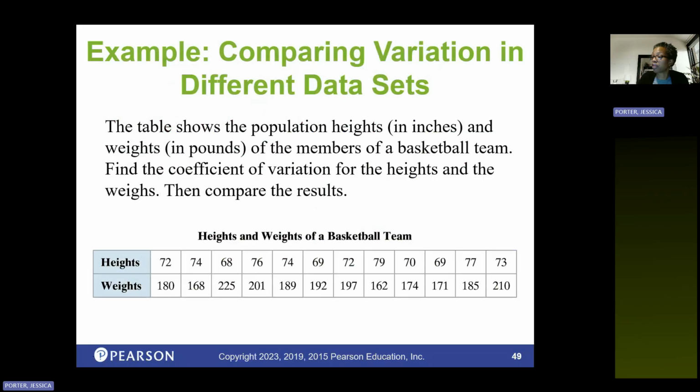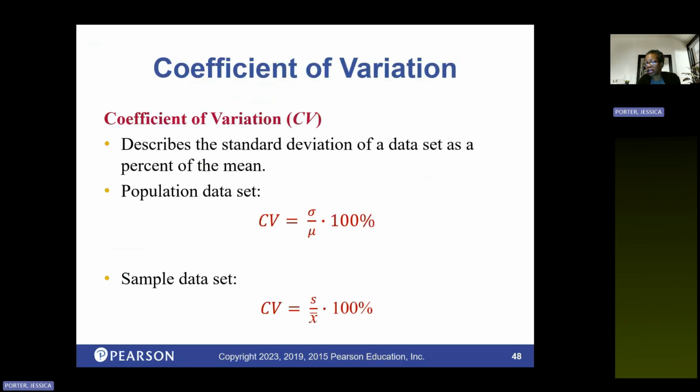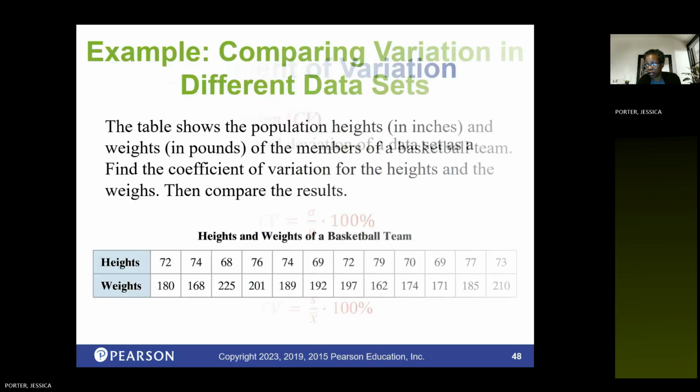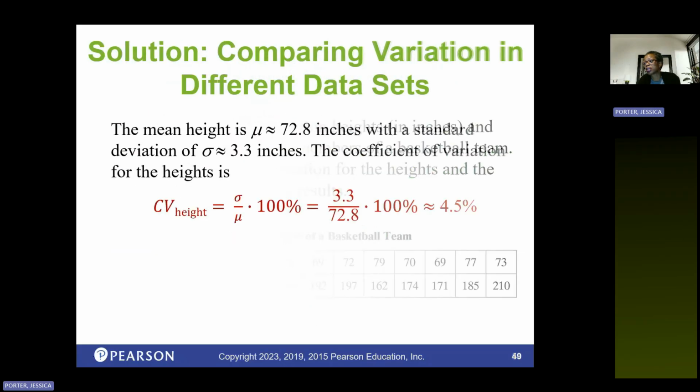All right. So here, this table shows the heights and weights of the members of a basketball team. Find the coefficient of variation for the heights and the weights, then compare the results. So what they're going to do is they're going to find the standard deviation and the mean, divide them by each other, and multiply by 100. So let's look at that.